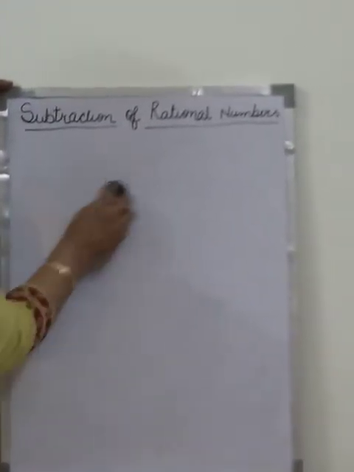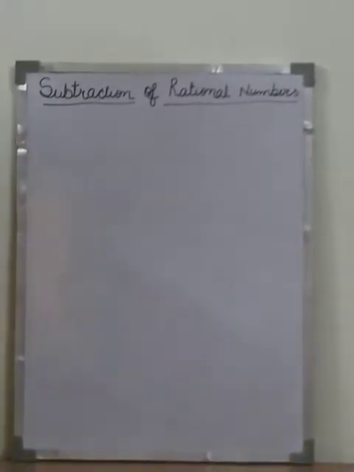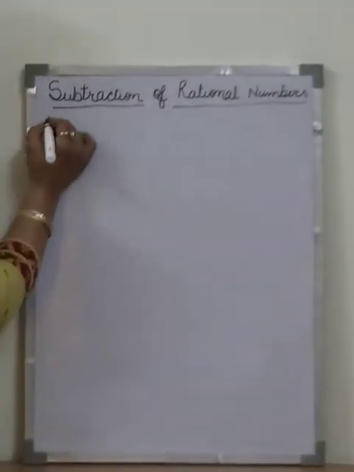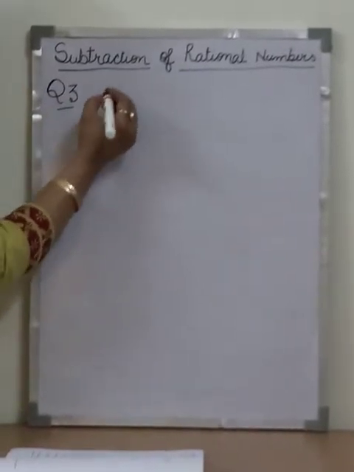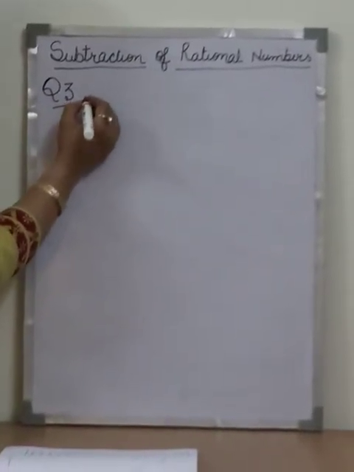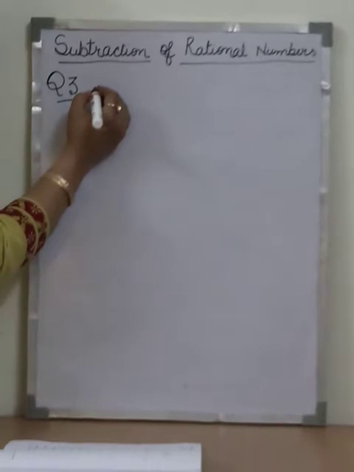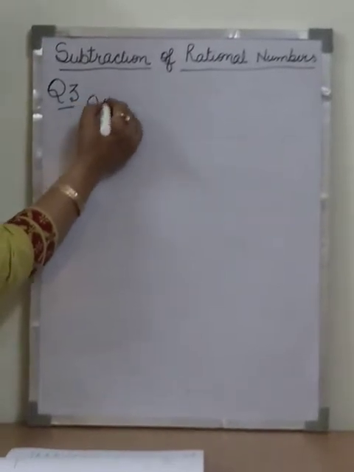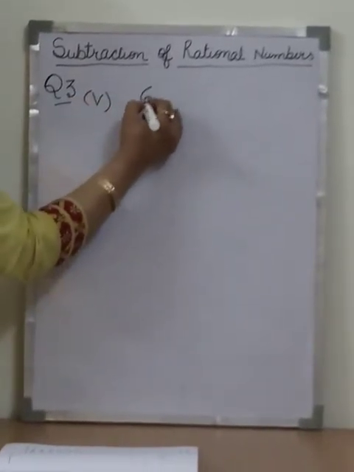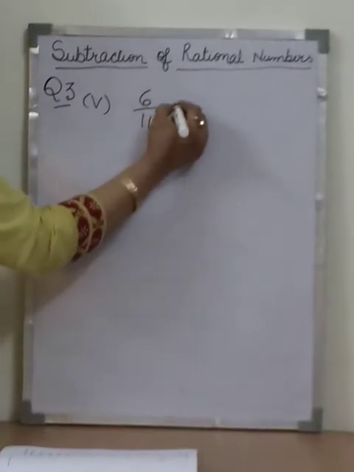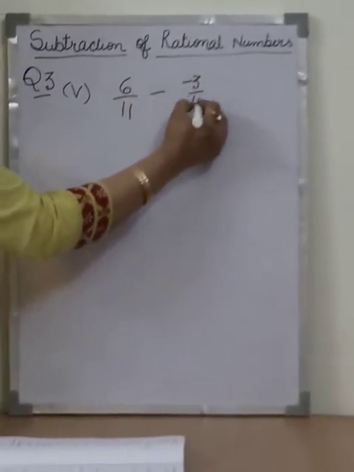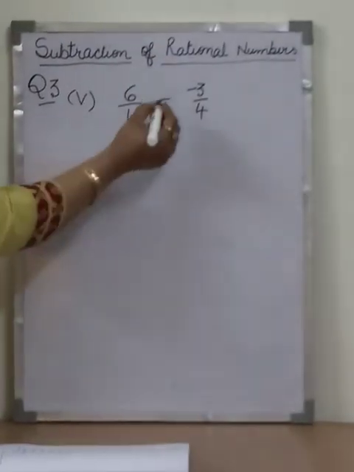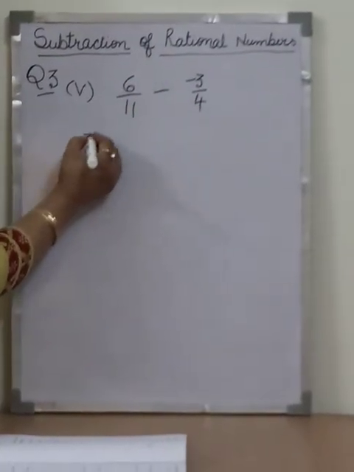Now, mathematical expression is given already, we have to just find the value. Second question, you have to write the expression as well. Question number 3, I do the fifth part for you. It is 6 by 11 minus 3 by 4. Okay. Firstly, we simplify these two signs.